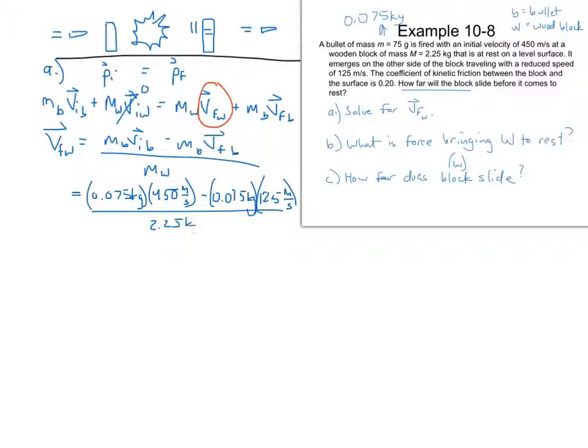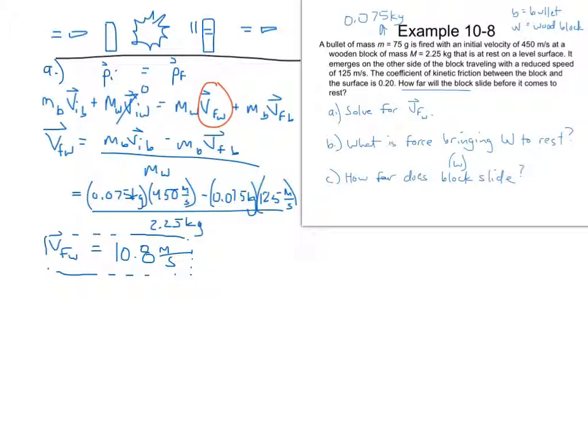2.25 kg right there. So the final velocity of the wood block is going to be what? I get a value of 10.8 meters per second. All right, let's dotted line box that because that's not our final answer, but it's very important to getting our final answer. All right, that's all part A right there.